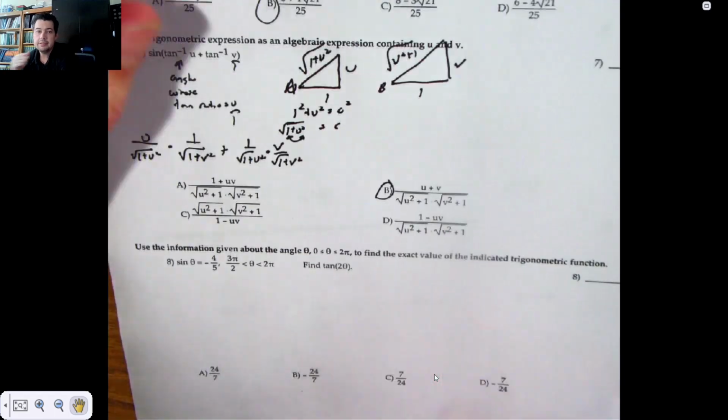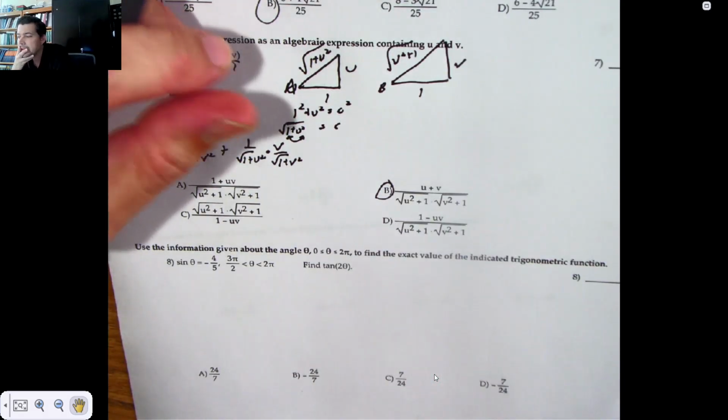All right, number 8, you're supposed to find the tangent of 2 theta.